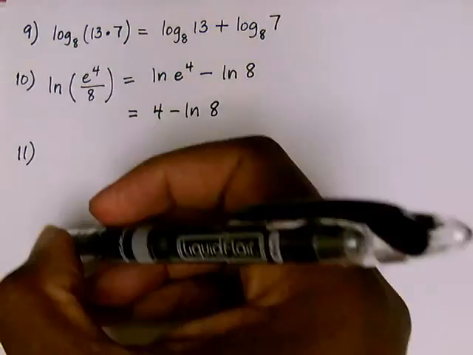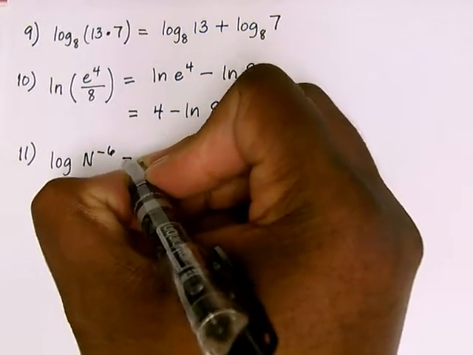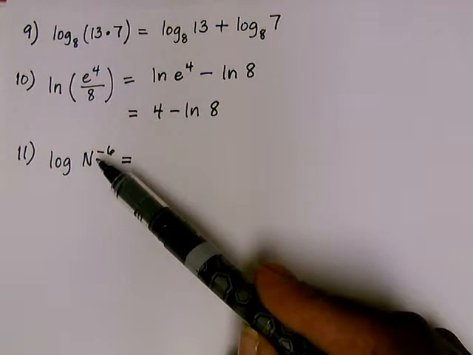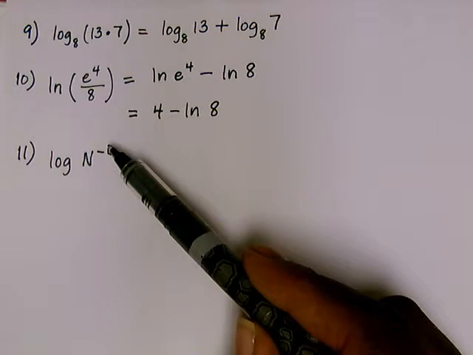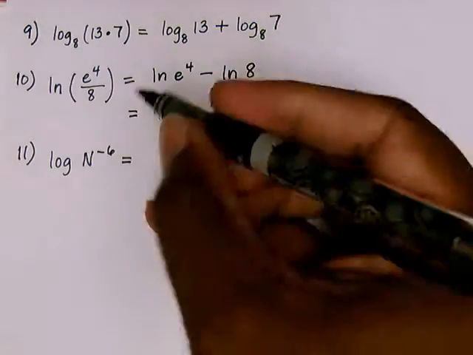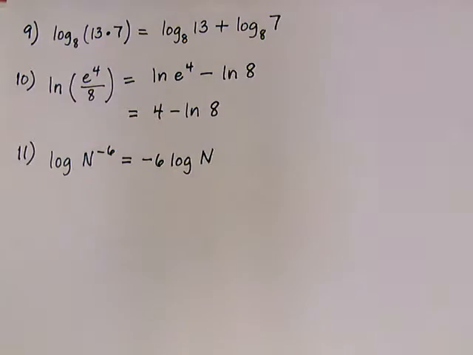Alright, number 11, you have the log of n to the negative 6. Here we got an exponent, so we need to apply the power rule to this particular problem. What the power rule states is this. I can take this exponent and put it in front of the logarithm. So here, that negative 6 will go in front of the log of n. And that's all there is to it. So this will be negative 6 times the log of n.